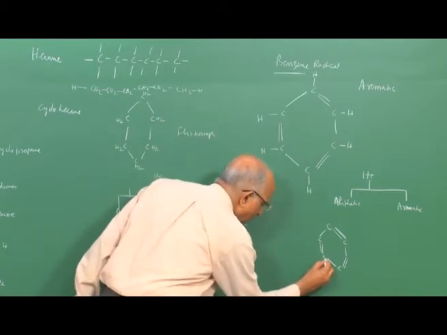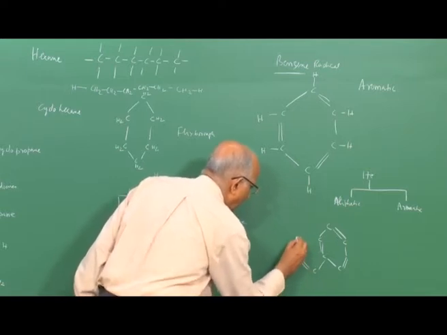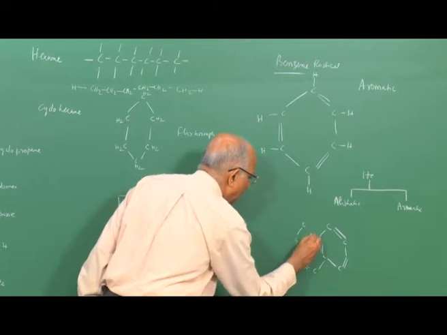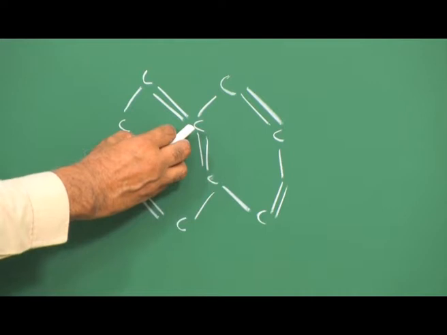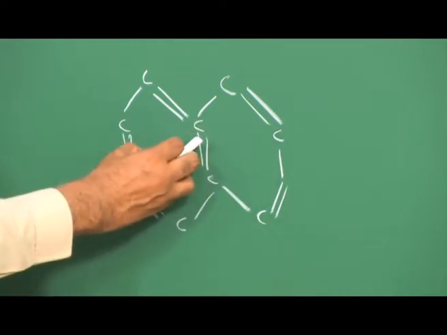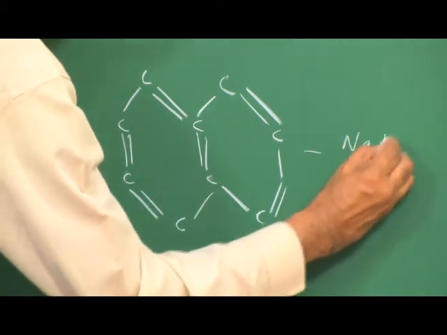Like for instance, I have another C over here. I have another C over here. I have another C over here. I have C over here. I have a double bond over here. Therefore, I have 2 benzene radicals over here combined together, and this is known as naphthalene.